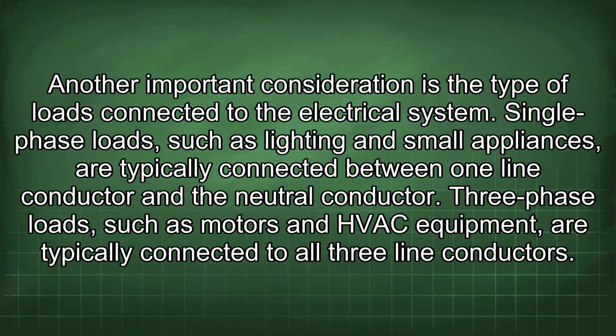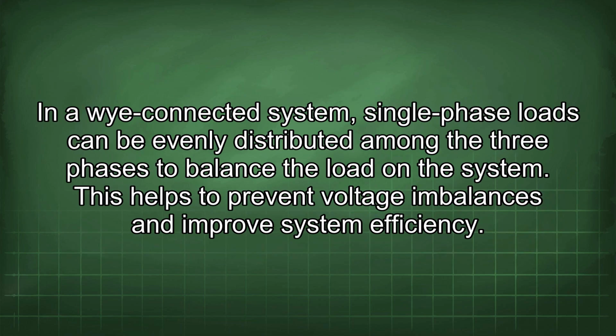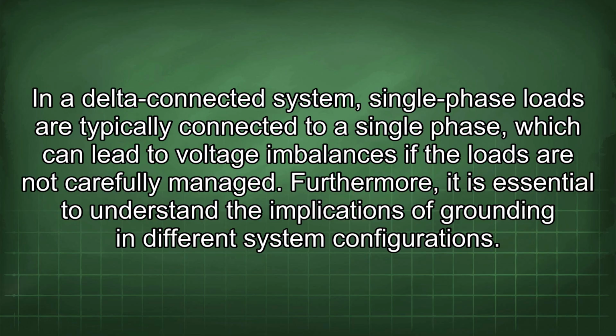Another important consideration is the type of loads connected to the electrical system. Single-phase loads, such as lighting and small appliances, are typically connected between one line conductor and the neutral conductor. Three-phase loads, such as motors and heavy equipment, are typically connected to all three line conductors. In a Y-connected system, single-phase loads can be evenly distributed among the three phases to balance the load in the system. This helps to prevent voltage imbalances and improve system efficiency. In a delta-connected system, single-phase loads are typically connected to a single phase, which can lead to voltage imbalances if the loads are not carefully managed.